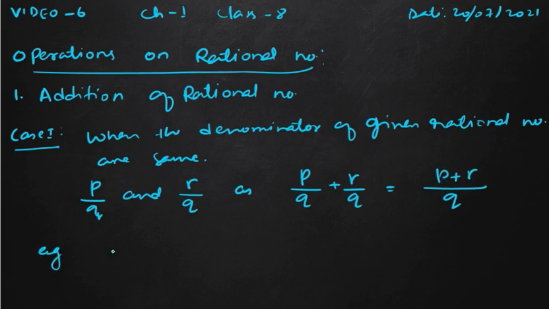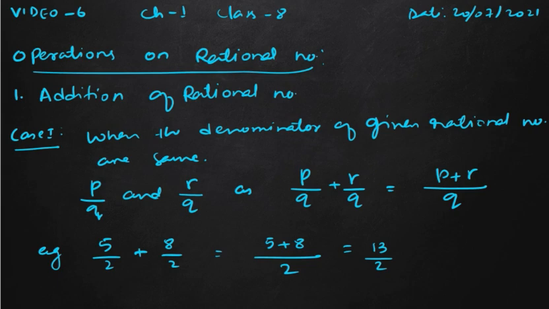Example, if we take one example, suppose 5 by 2 plus 8 by 2. As the denominator is same, keep the denominator fixed. You need to just add the numerators. So 8 plus 5, it is 13 by 2. So this is the answer. Fine. We can take another example. You can see example number 1 on page number 13.